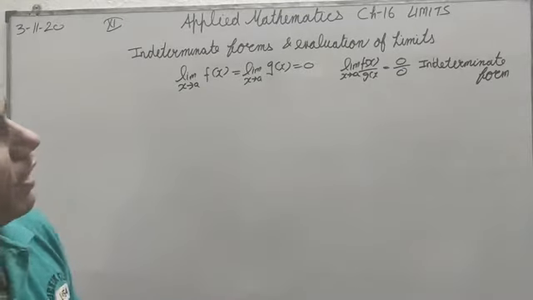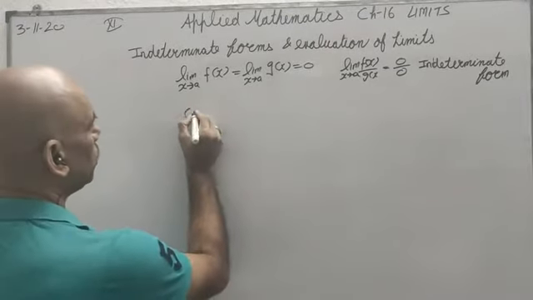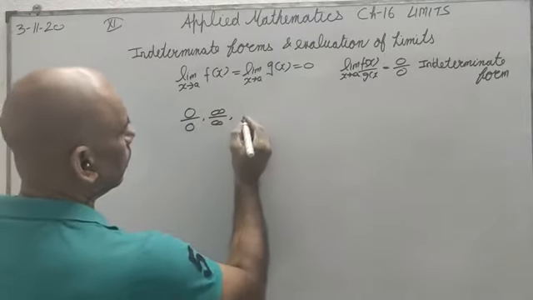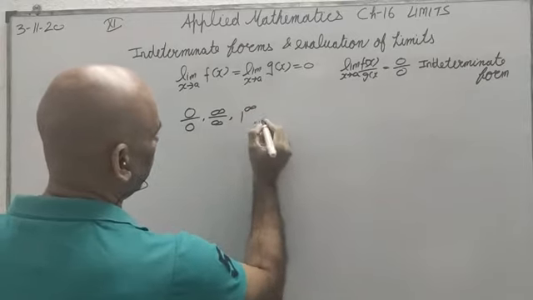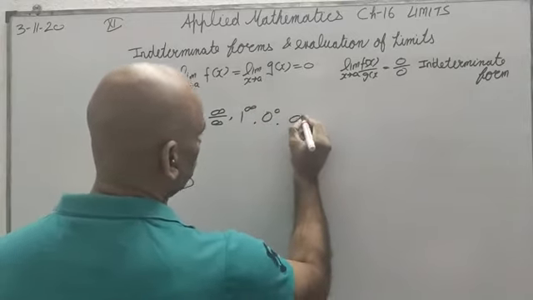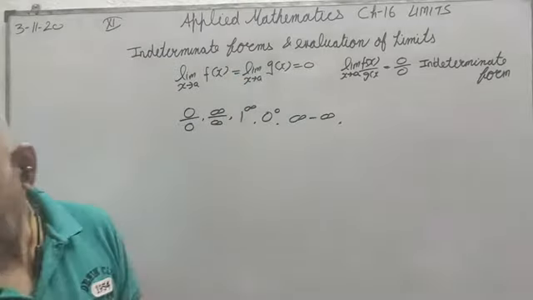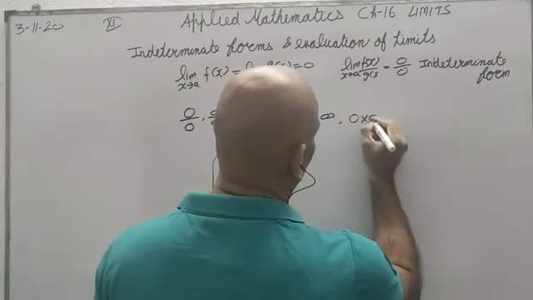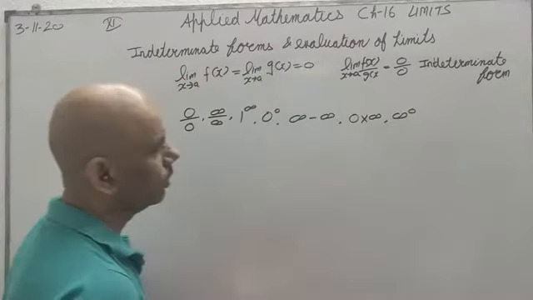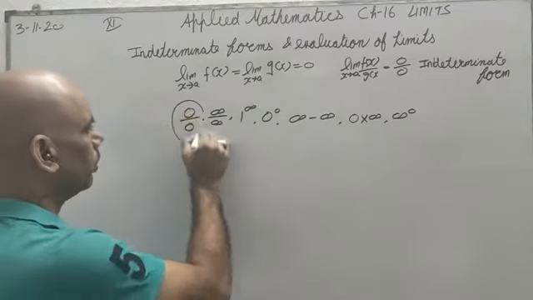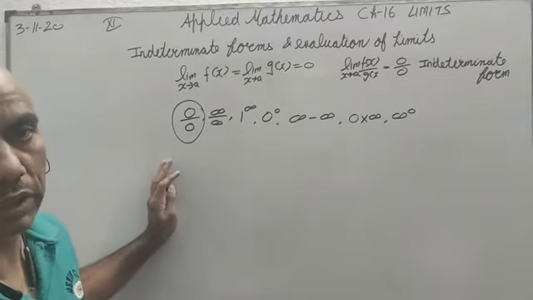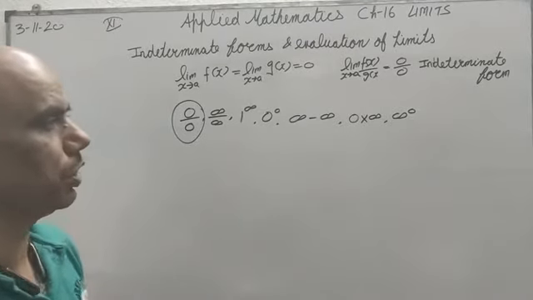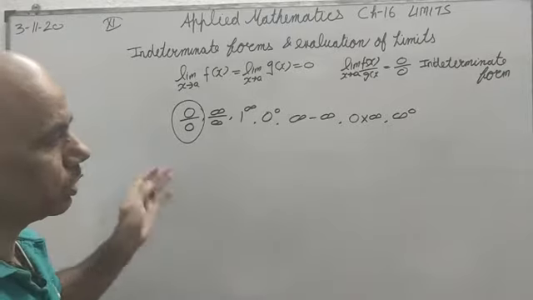There are 7 indeterminate forms: 0 upon 0, infinity upon infinity, 1 to the power infinity, 0 to the power 0, infinity minus infinity, 0 into infinity, and infinity to the power 0. Out of these, 0 upon 0 is the most basic form, and the rest can be reduced to 0 upon 0, and then only we will solve them.